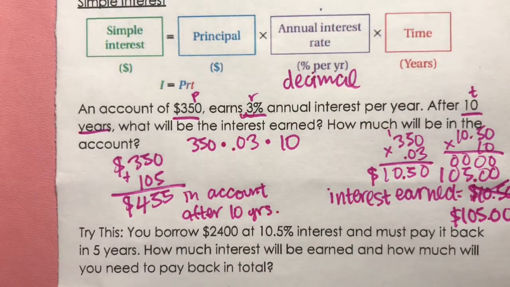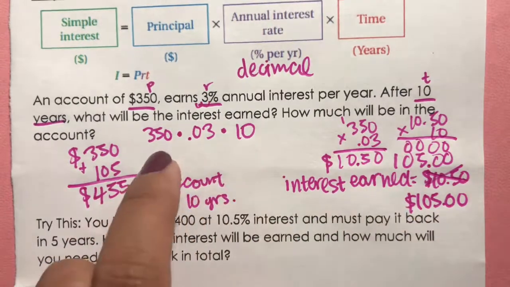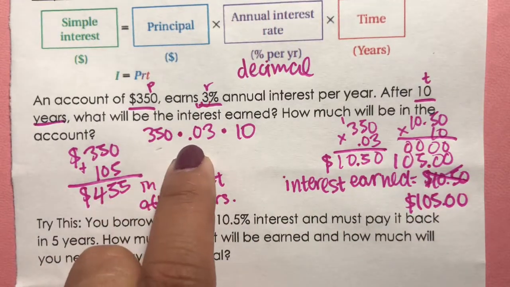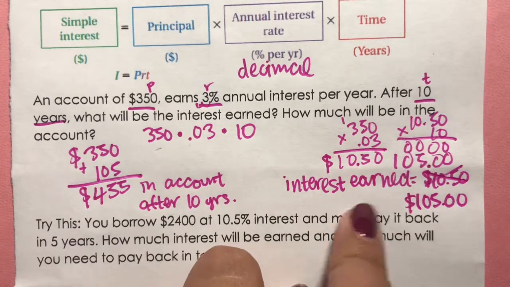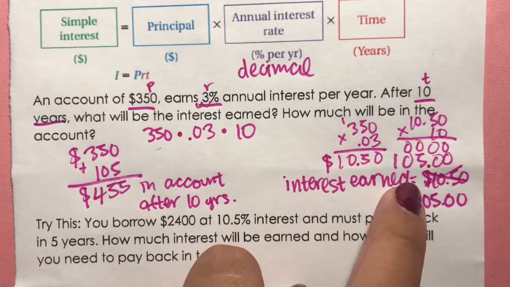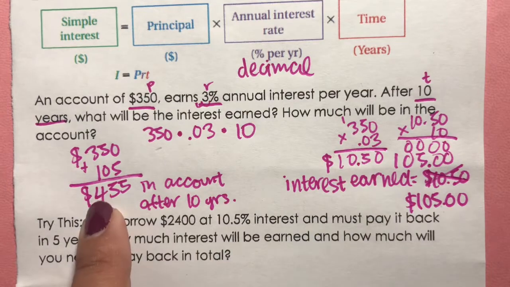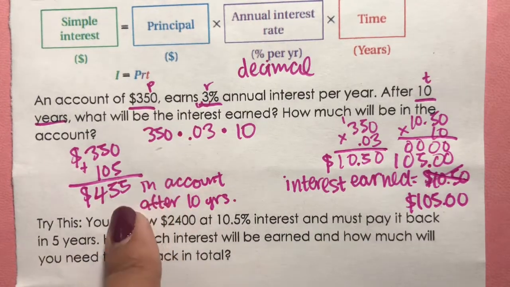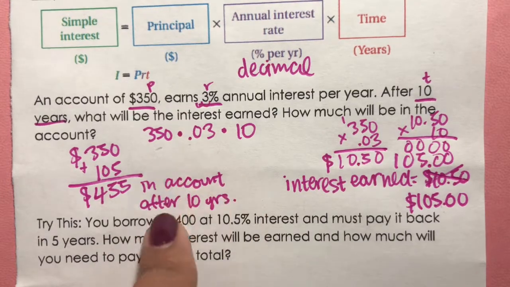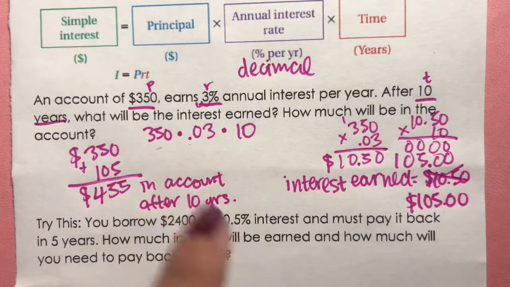So remember, learn from my mistake. You need to multiply the principal times the annual interest rate, then multiply by the time. Then you'll get your interest earned, then you'll add it to the original amount in the account, and that's how you figure out how much will be in the account.